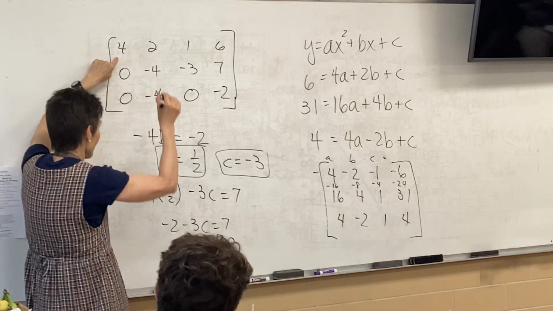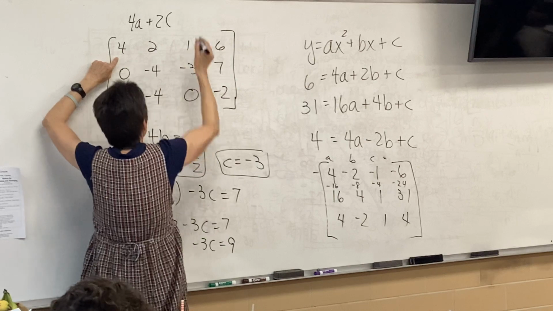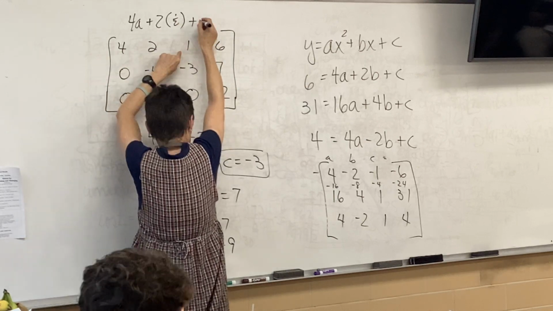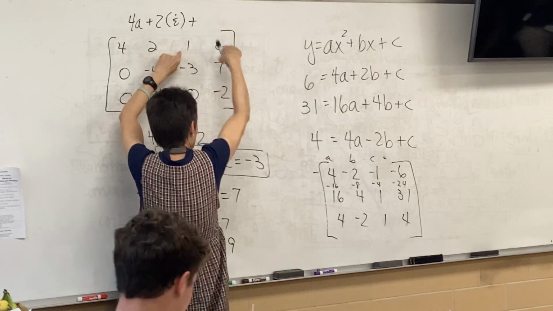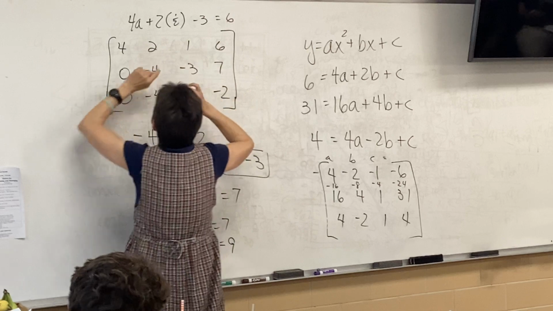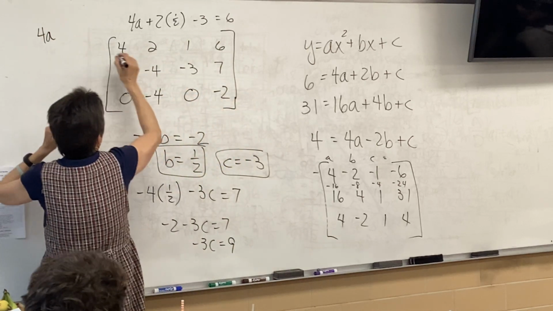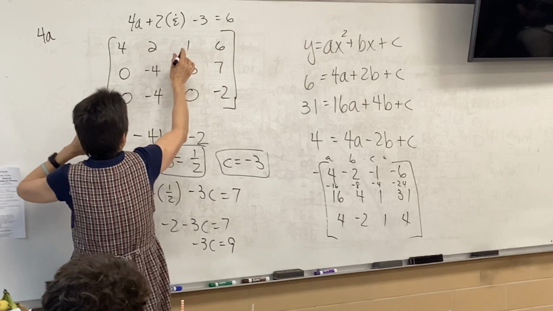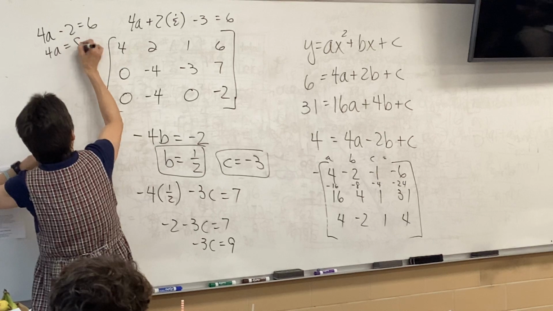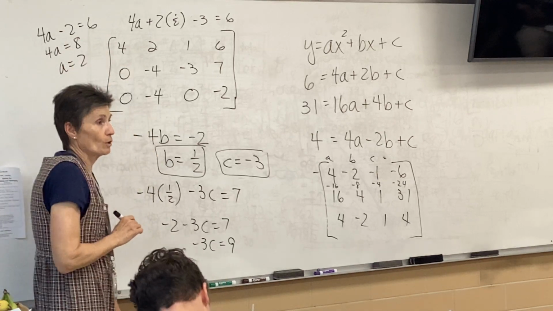All right, and then the top row, 4a plus 2 times a half plus negative 3, so minus 3 equals 6. So 4a plus 1 minus 3, so minus 2 equals 6. Did you get 2 for A?